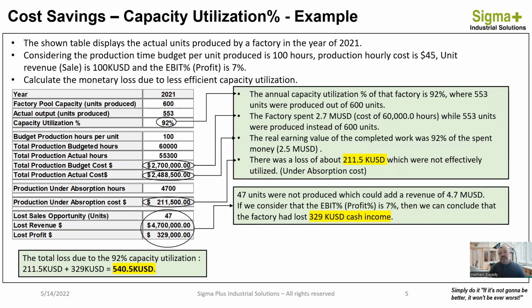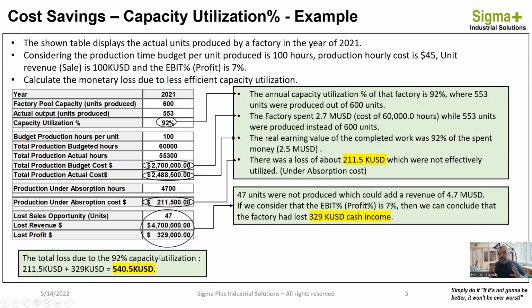Okay, so what we have done here is that we calculated the two portions of the losses related to the less efficient capacity utilization. The first one was the under absorption cost, which was found to be $211.5 thousand. The second one was the lost opportunity in doing extra revenue, and it has resulted in a loss in the EBIT of about $329,000. So I can say that the total loss in the capacity utilization is $540.5 thousand.